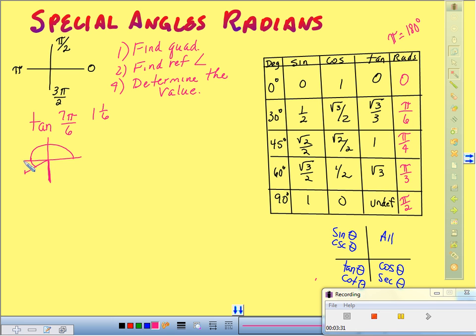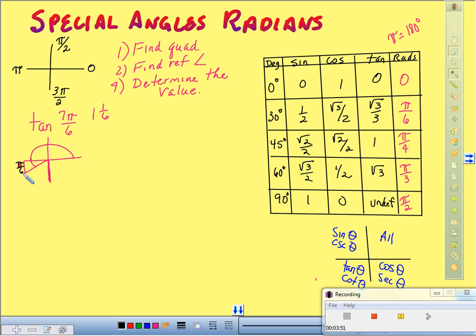Now here's the good news about doing radians. Since I know that was 1 and 1/6, that means I went an angle of 1/6 past, or in other words, an angle of pi over 6 when I went past that. So my reference angle here is pi over 6. All you have to do to get your reference angle is look at the number on the bottom of your fraction. There's a 6 on the bottom here, so you know you're doing pi over 6.